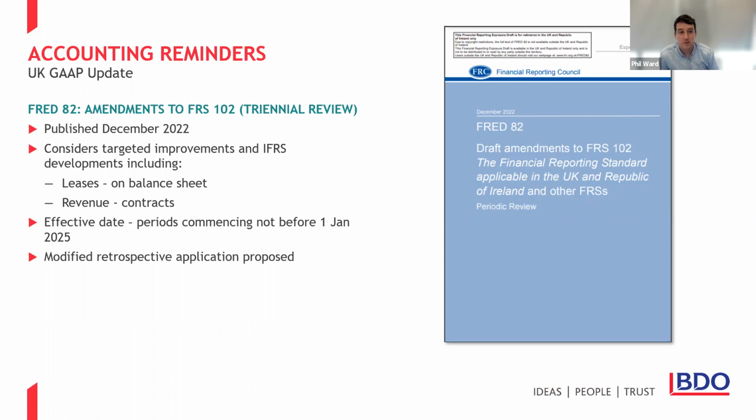Just to flag, the effective date is periods beginning 1 January 2025 onwards. So for this sector, we're talking about March 2026 year ends for those retrospective applications. But it's something that should be in your mind now as you think about the next round of refinancing, or the next contract that you're bringing up, and the impact that some of these potential changes could have. So that's your accounting reminders.